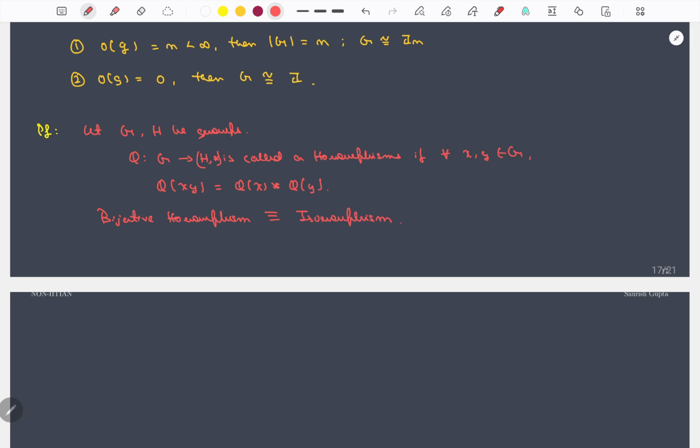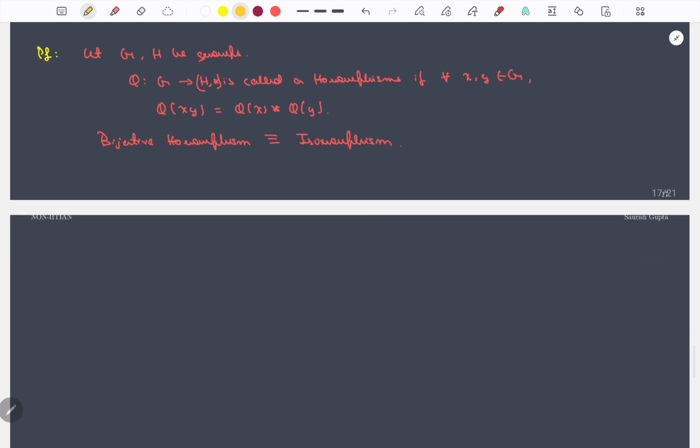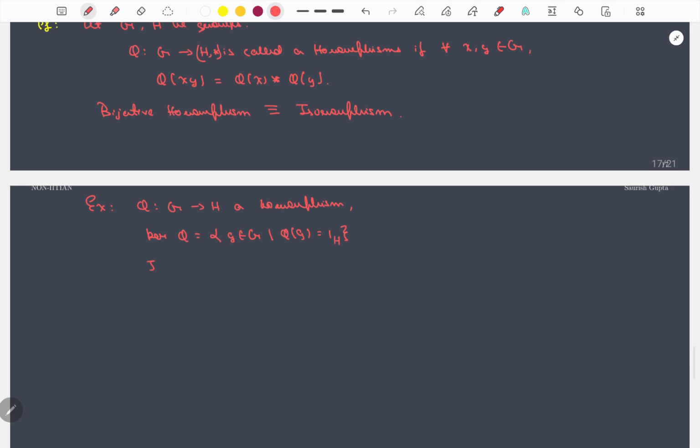Okay, some quick exercises in terms of homomorphism. Given phi from G to H a homomorphism, we define the kernel of phi to be the collection of all those elements g in G such that g is mapped to the identity element of H. And the image of phi is denoted as all the possible images of the elements in G, that is, phi of g where g is in G.